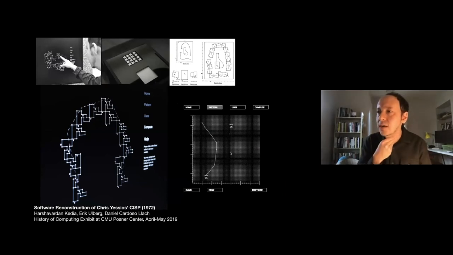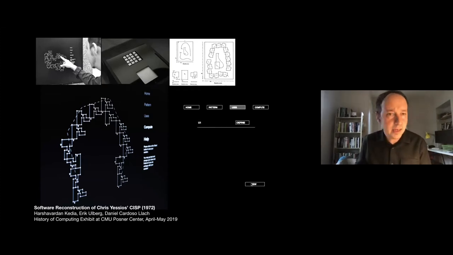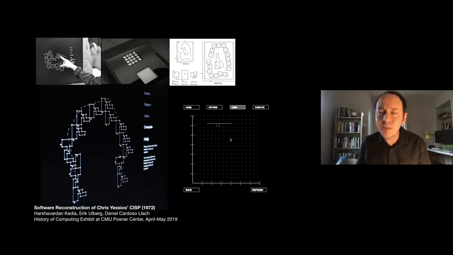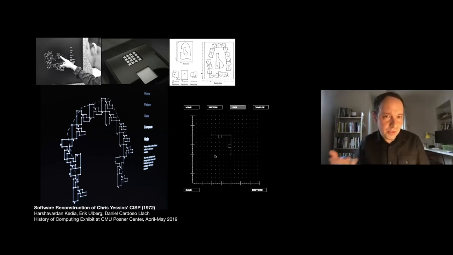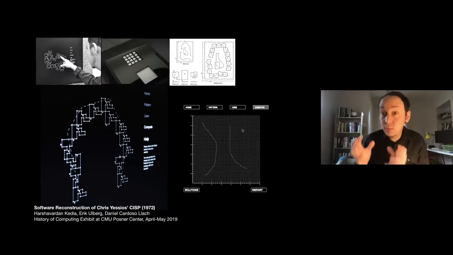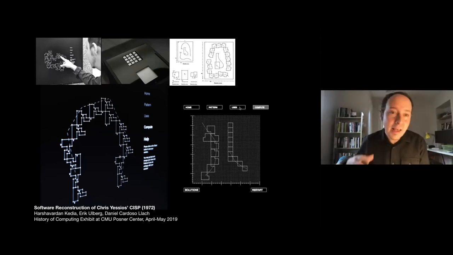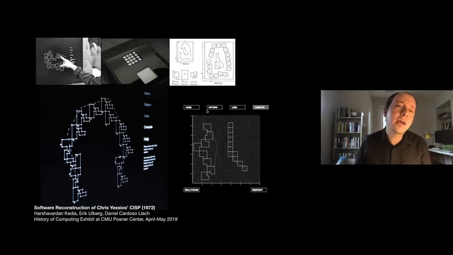And this is another recent reconstruction, the CISP project by Chris Yessios. Yessios was a PhD student at Carnegie Mellon in the early 70s, and he was influenced by the work of Christopher Alexander and Noam Chomsky about grammars and rules and ideas about generative design at the intersection of constraint management and computation. He formulated a system theoretically. He never actually implemented it, but it's documented in many of the papers and reports and in his own PhD dissertation. So we took those documents and we created a version of this system, which we can see as the first generative system for urban design ever developed.